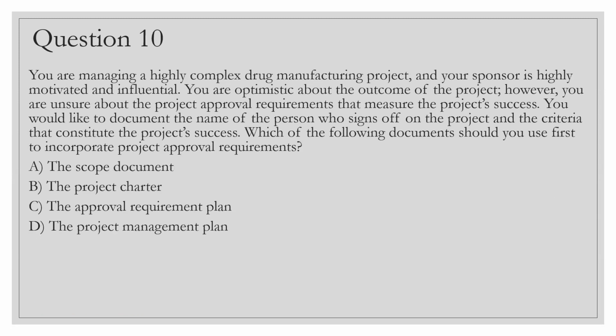Finally, the last question. You're managing a highly complex drug manufacturing project and your sponsor is highly motivated and influential. Okay, high impactful sponsor. You're optimistic about the outcome of the project. However, you are unsure about the project approval requirements that measure the project success. You would like to document the name of the person who signs off on the project and the criteria that constitute the project success. Which of the following documents should you use first to incorporate project approval requirements? What do you think the correct answer is?